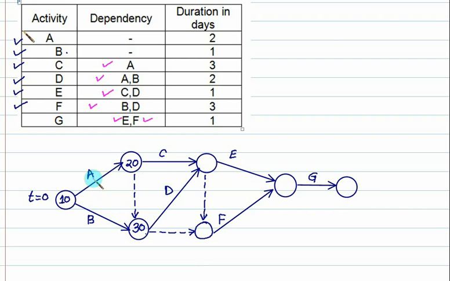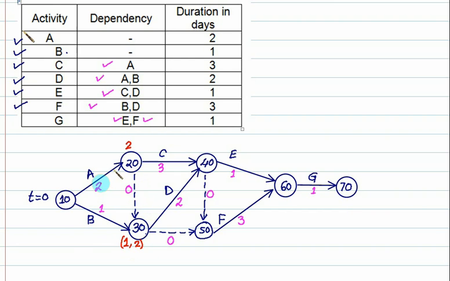What is the activity time required for A? 2 days. What is the time required for B? 1 day. To start with 0. How much time required for this one? 2. So you start writing 2. 0 plus 2, 2. And you write here 0 and 1. But if you go along this one, this is 2 and 0. So this value is 2.